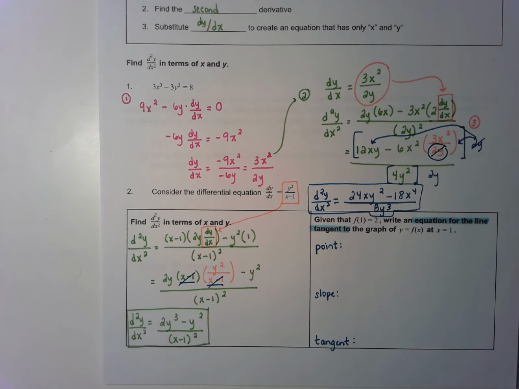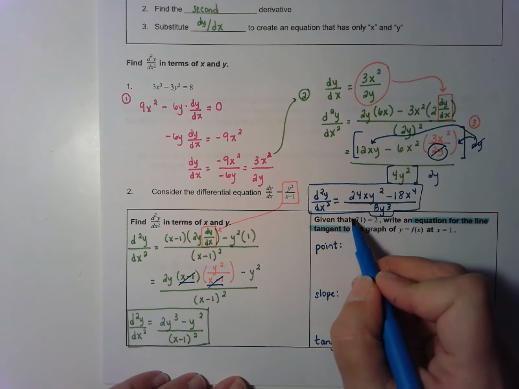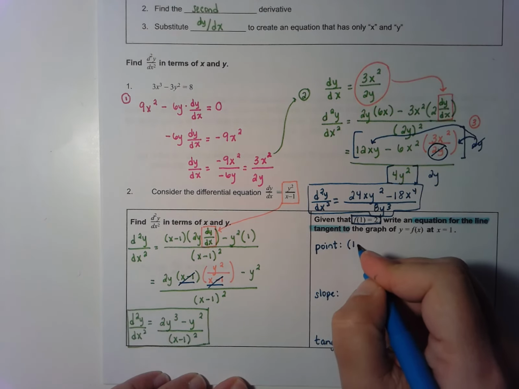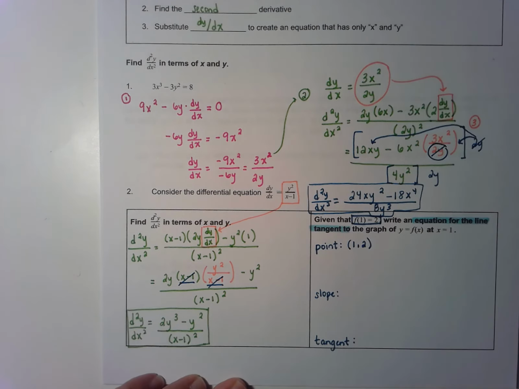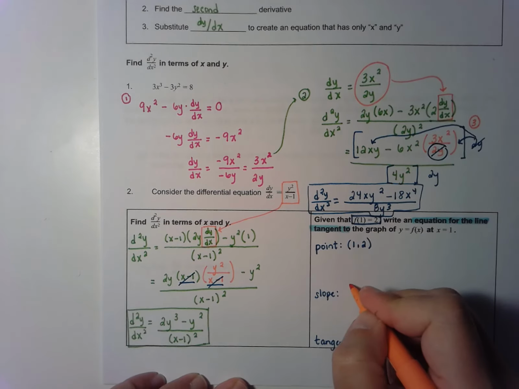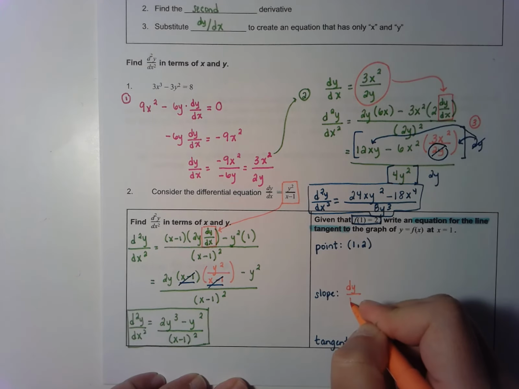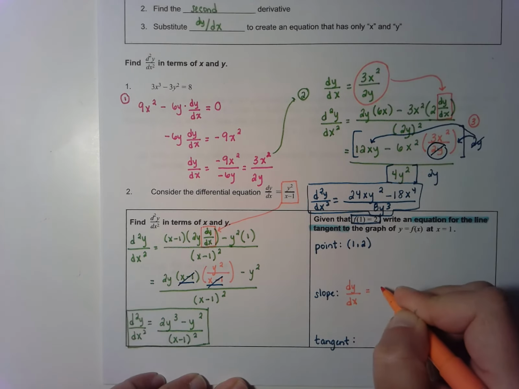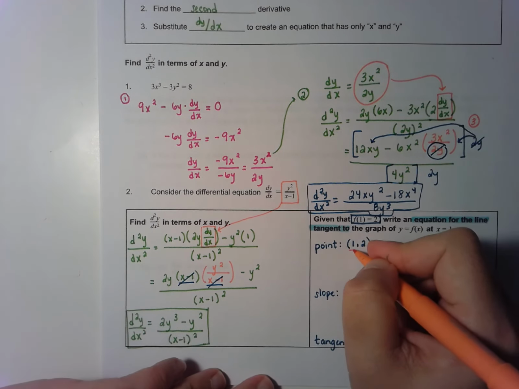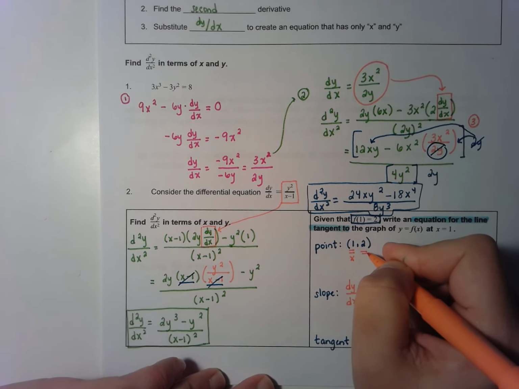Now, the point here is actually given to me in the instructions. It says that f of 1 is equal to 2. So the point that I'm working with here is 1 comma 2. To find the slope, I need to use my dy over dx equation because that means derivative. And the slope of a tangent line is the derivative of the function. Now I want to evaluate this at my given x and y values.